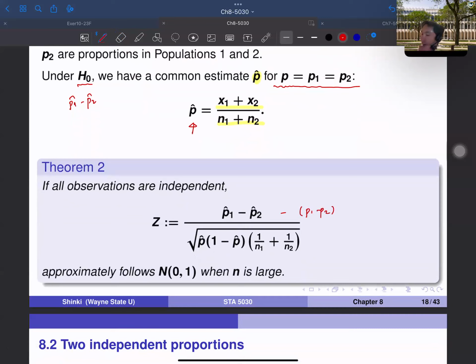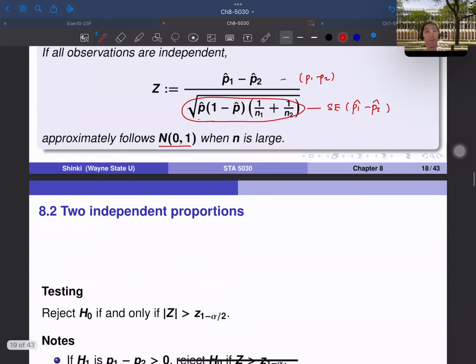Then we can have the same property as the theorem in the previous section. P1 hat minus P2 hat has mean P1 minus P2, and in our case, it's 0. And this denominator is the standard error of P1 hat minus P2 hat. Since we know that P1 hat minus P2 hat is approximately normal, this Z follows approximately normal 0, 1. So we can do a similar test as in the previous section.